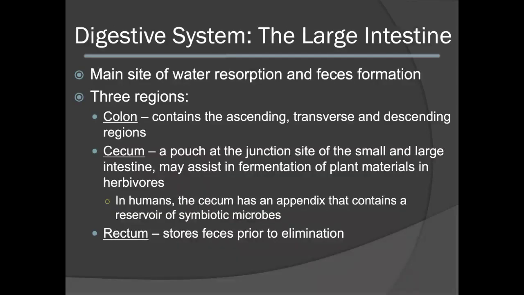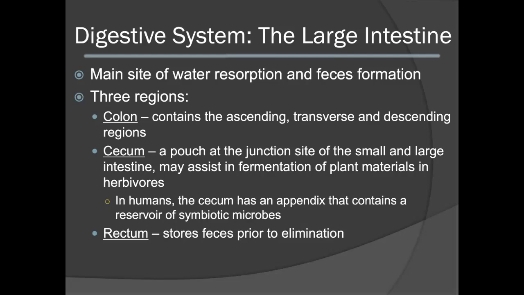The large intestine is the main site of water resorption and is the location where feces is formed. There are three main regions to the large intestine. These include the colon, the cecum, and the rectum. The colon refers to the ascending, transverse, and descending colon regions. The cecum refers to a pouch at the junction site between the small and large intestine.